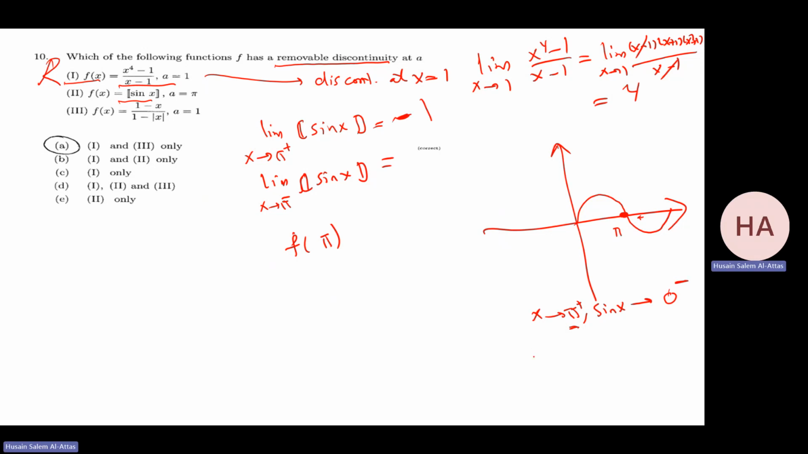Now if I check, x goes to pi from left, what will happen? Sine x, pi from left, I am here. Sine x goes to zero from right. So the greatest integer will be zero. No need to check f of pi. Very clear. Here, f is discontinuous. The limit does not exist.